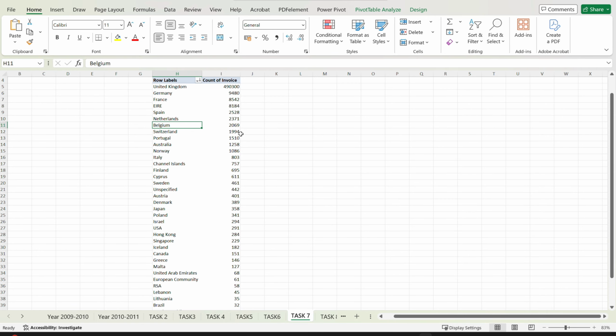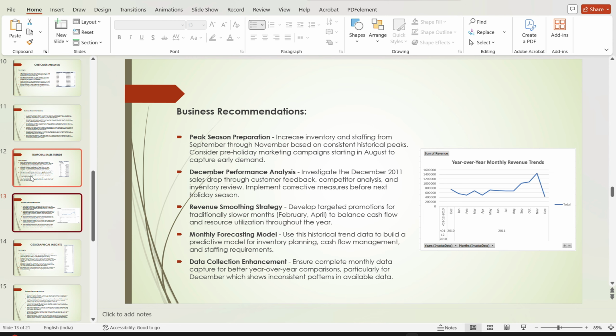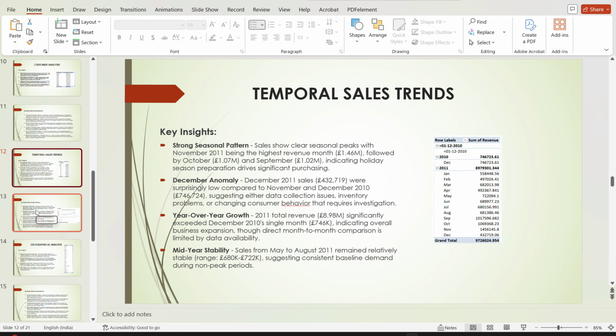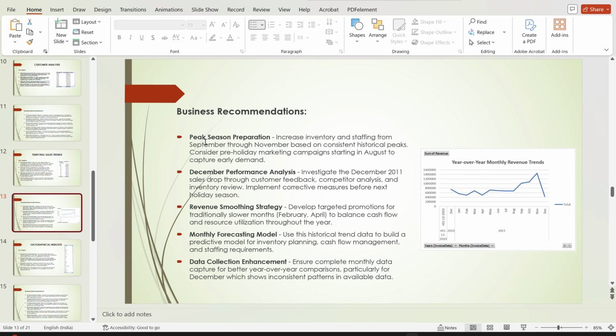I created a pivot table using COUNTIF to analyze transactions by country, revealing opportunities for international expansion. So for the temporal sales trends, we get business recommendations like peak season preparation, December performance analysis, revenue smoothing strategy, monthly forecasting model, and data collection enhancement.